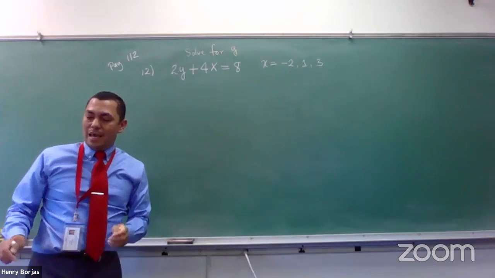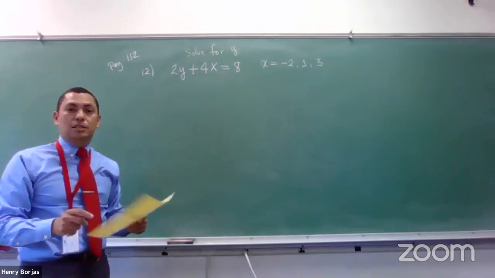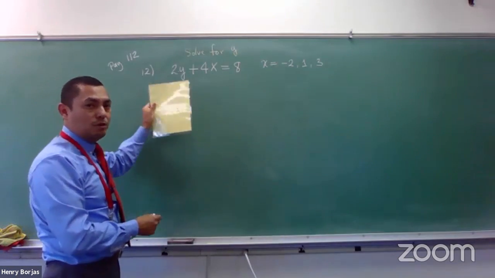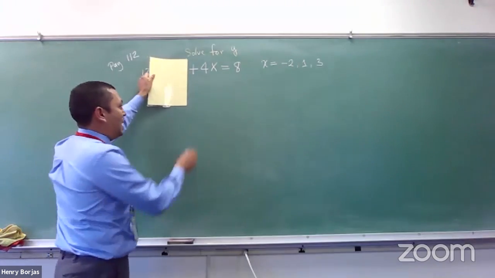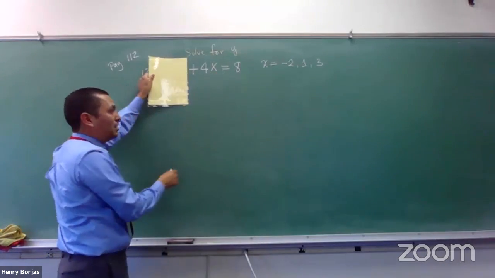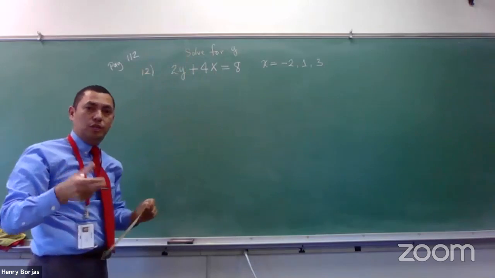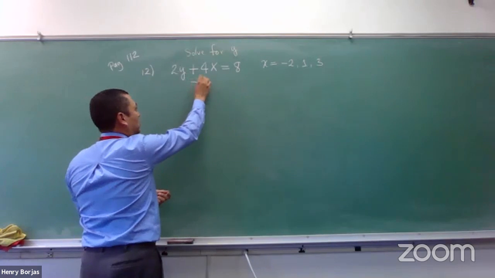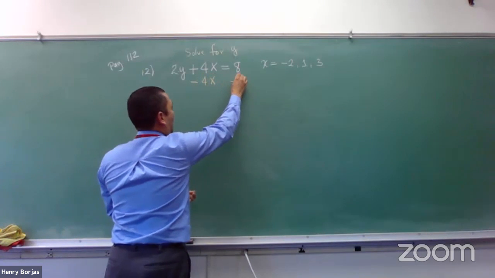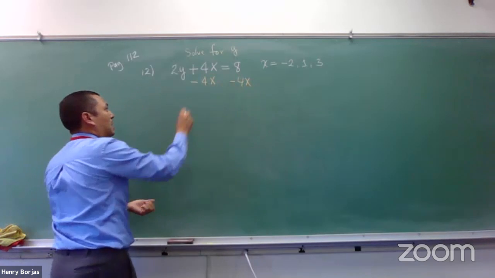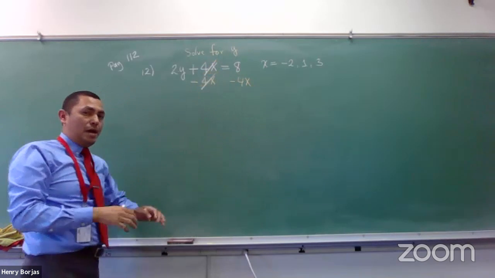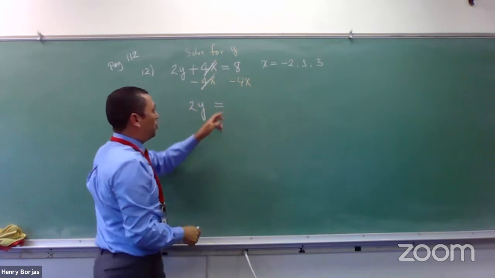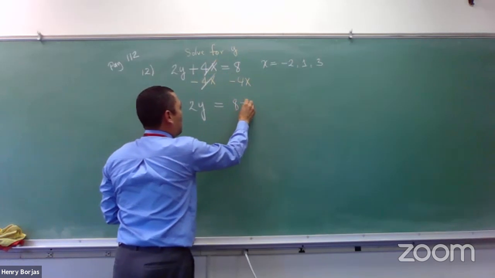So let me start. Remember that I'm asking you to solve for y. That means I'm going to cover my variable, and I'm going to get rid of x. If I have addition, I'm going to use subtraction to move 4x to the right. So minus 4x, minus 4x. This 4x goes away. So 2y is equal to 8 minus 4x.